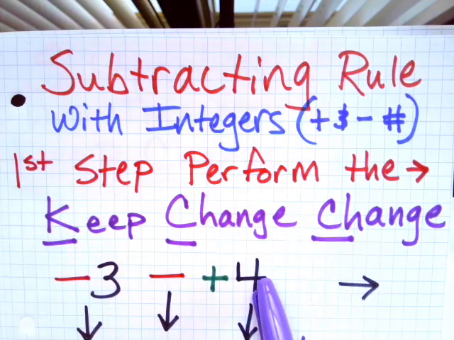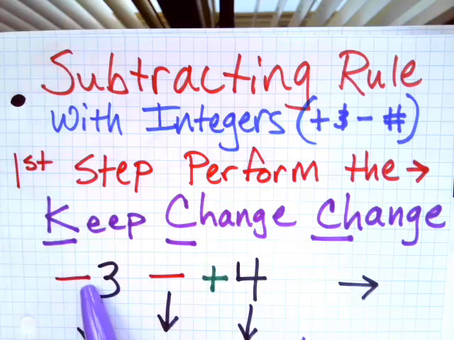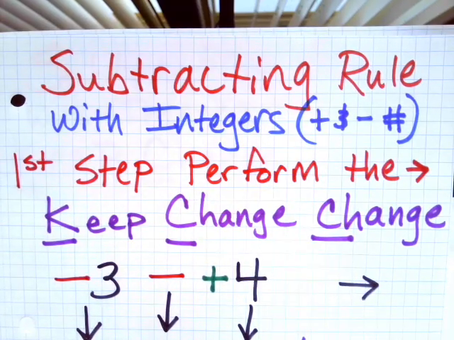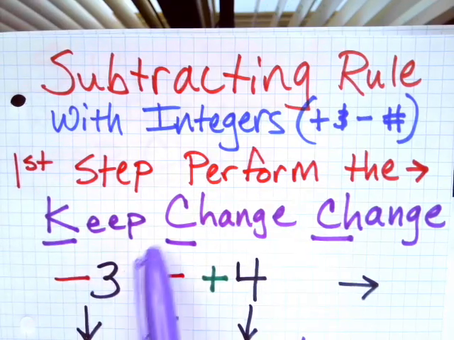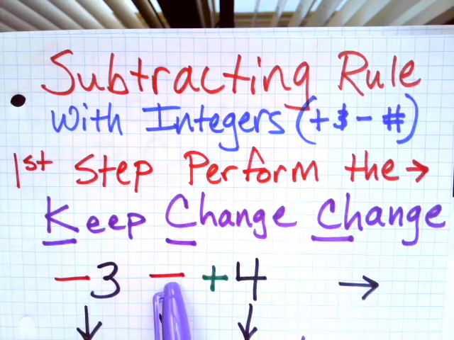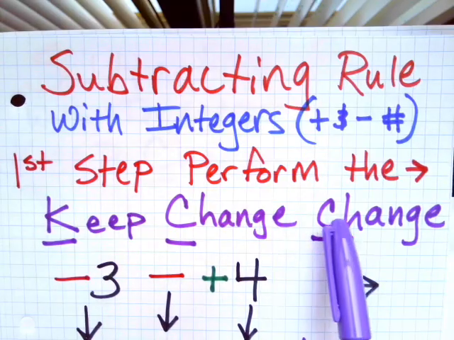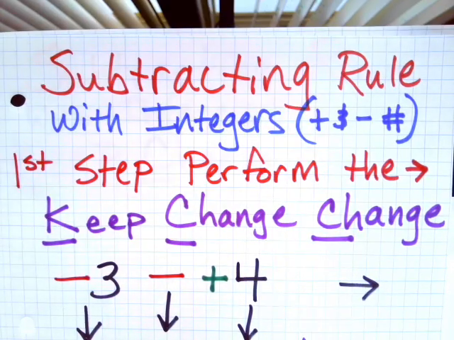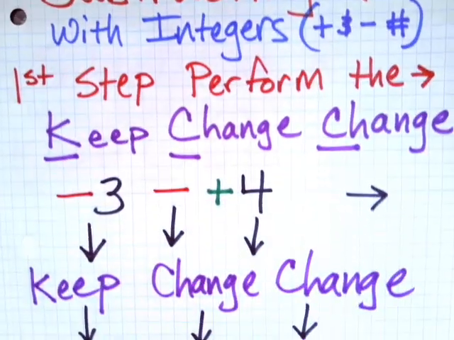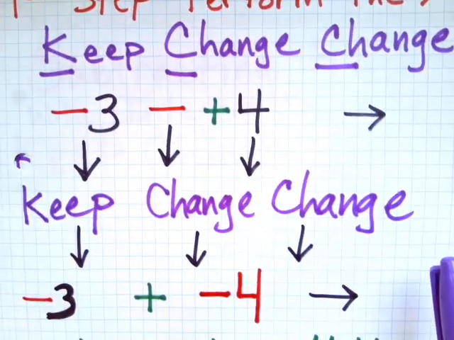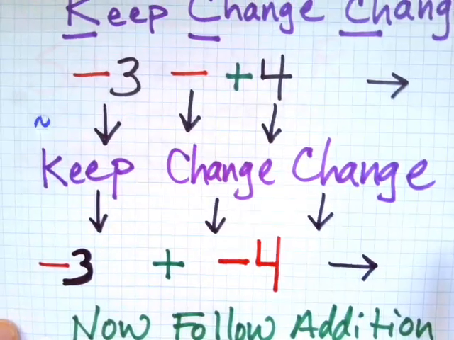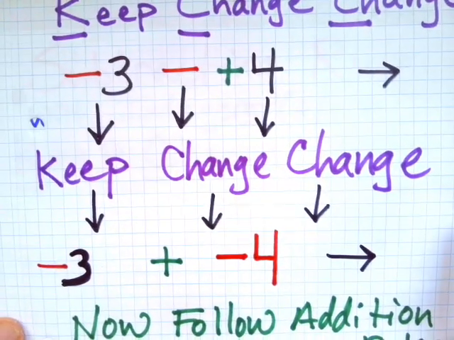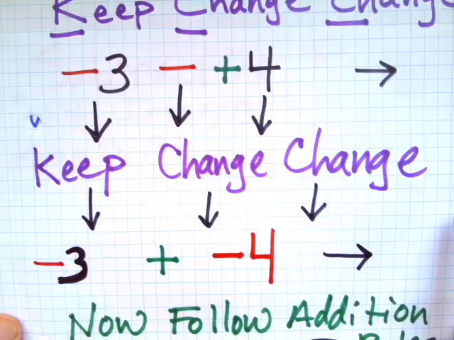All right, so as you can see here, we have a negative 3 subtracting a positive 4. Right now, the negative 3 and the positive 4 are not important, because we are going to keep a negative 3. We're going to change that subtraction to addition, and in order to do that, we have to change this last term from positive to negative. And then it has become an addition problem.